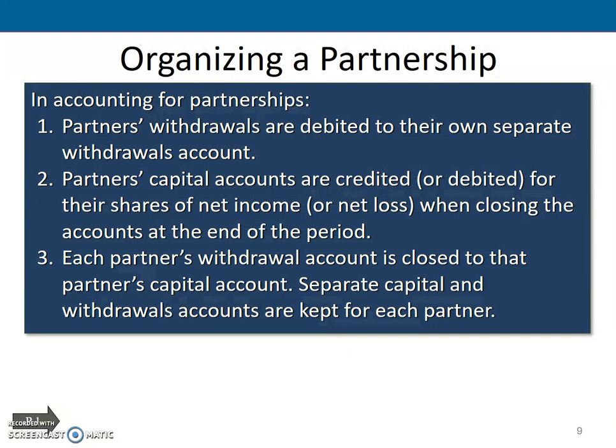All right, so when we have the partnership owners, and we have more than one, we are going to have separate capital accounts for each of the owners, and we're going to have separate withdrawal accounts for each of the owners. So each partner is going to have their name, comma, capital, their name, comma, withdrawal. So we're going to have an individual capital account and an individual withdrawal account for each of those partners.